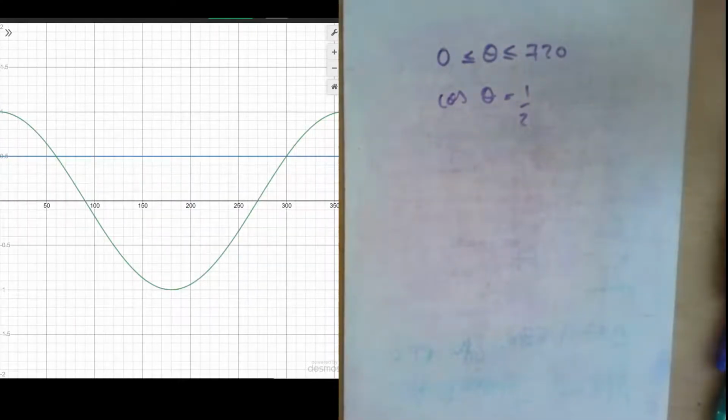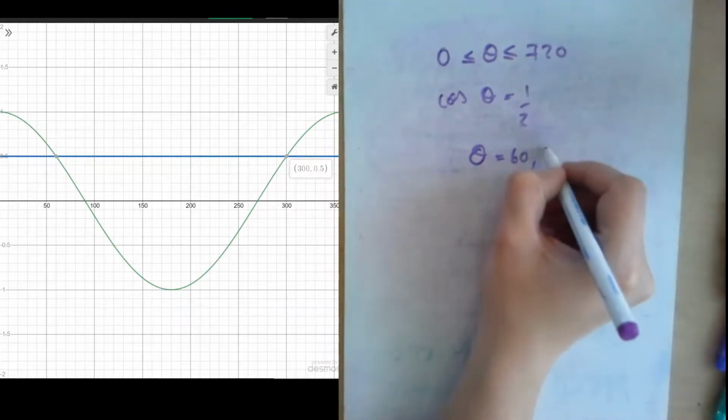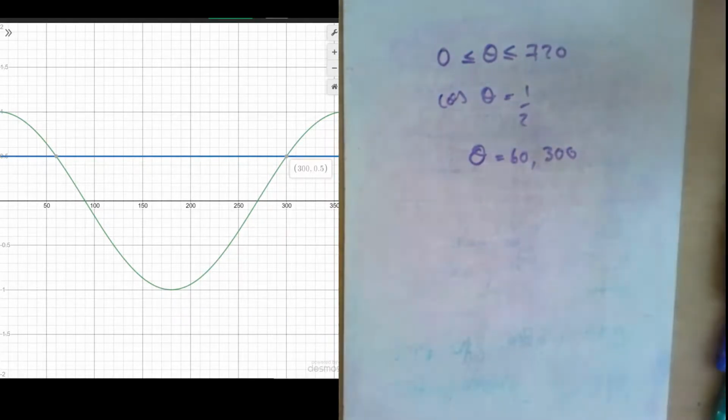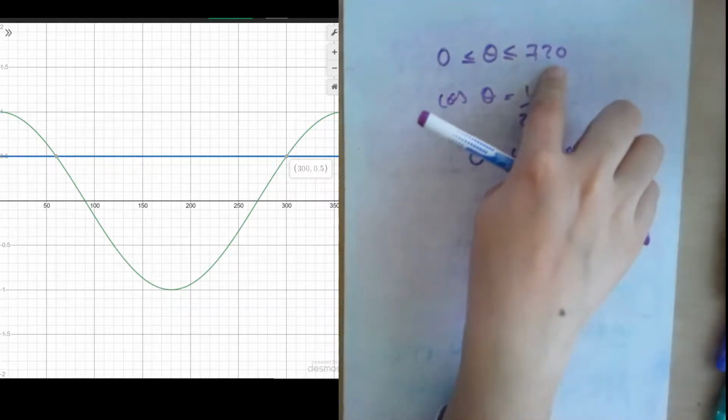So the intersection is here, which is 60 degrees, right there. And then this one, which is 300. So my answer should be 60 degrees and 300. Some of you may have gone, oh no, that isn't right, because that does say 720.